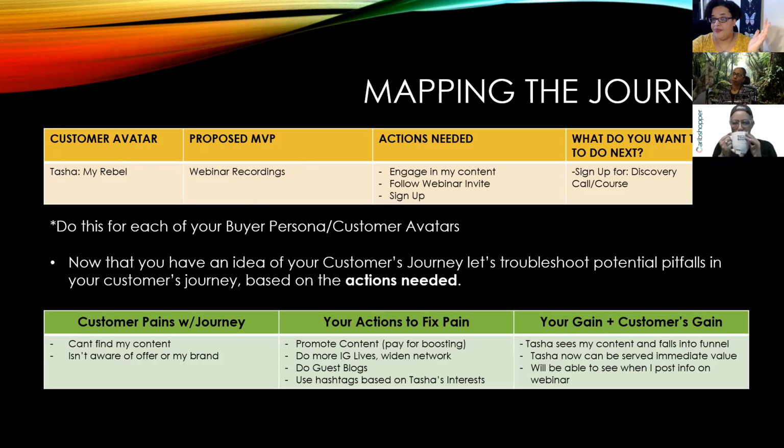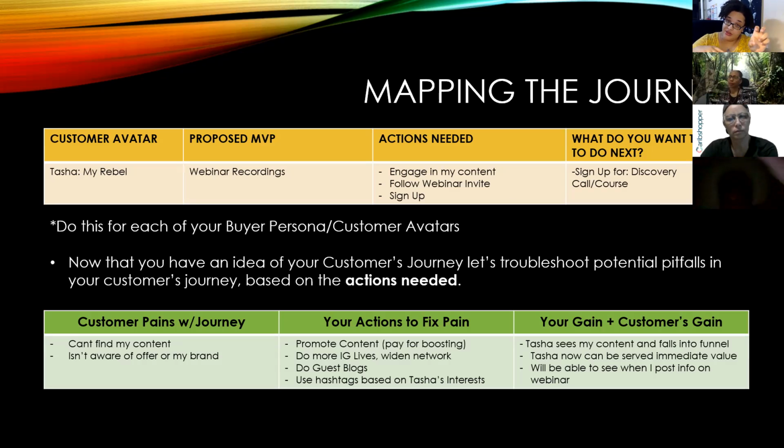She gets value. The actions needed for her to actually get my MVP is she has to engage with my content. She has to follow my webinar invite. She has to actually sign up for the webinar. So what will I upsell after? I want her to probably book a discovery call with me, or maybe I want her to end up buying into my course, right?